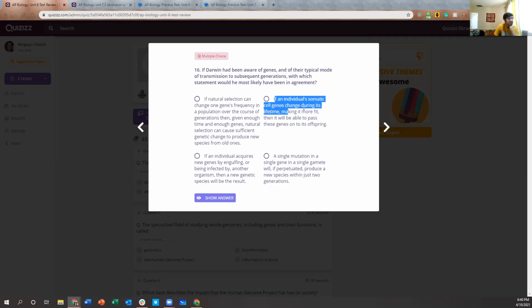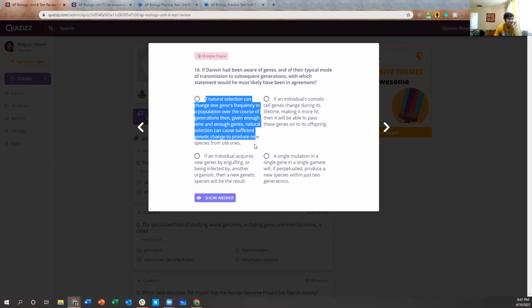If an individual's somatic cell genes change during its lifetime, making it more fit, then it will be able to pass those genes on to offspring. Maybe. Let's see. This one is probably wrong because it's the somatic cell genes, because those are your body cells, right? If one of those changes, you're probably not passing that on. It probably has to be one of your gametes that is being mutated rather than the somatic cells. If an individual acquires new genes by engulfing or being infected by another organism, then the new genetic species, no, that doesn't make any sense. A single mutation in a single gene in a single gamete will, if perpetuated, produce a new species within just 2 generations. There's no evidence to support that.